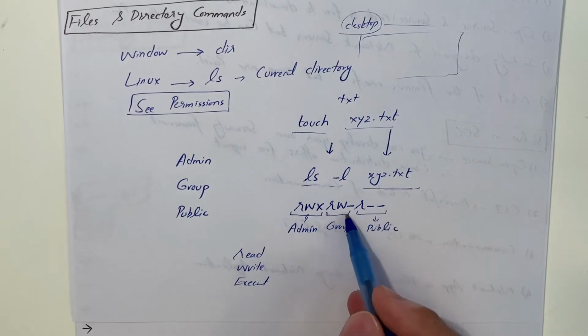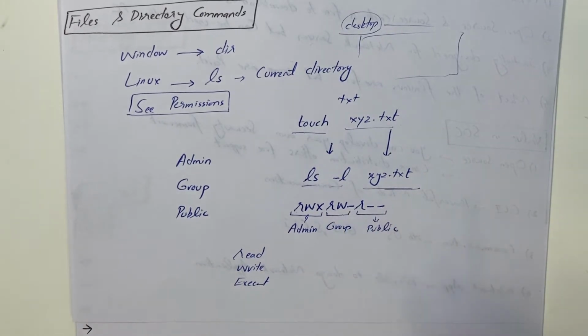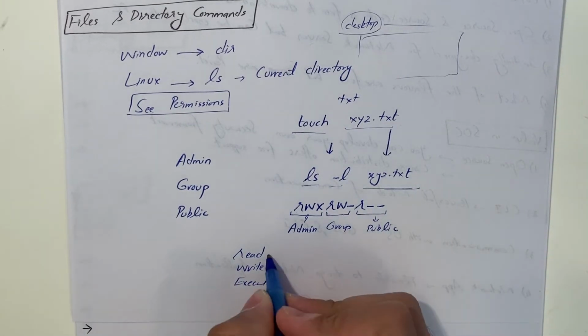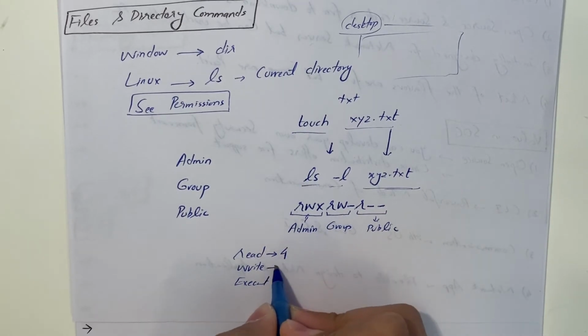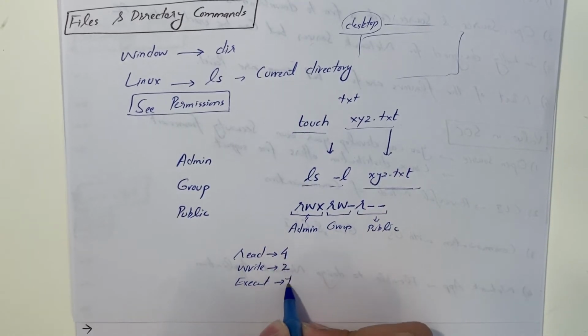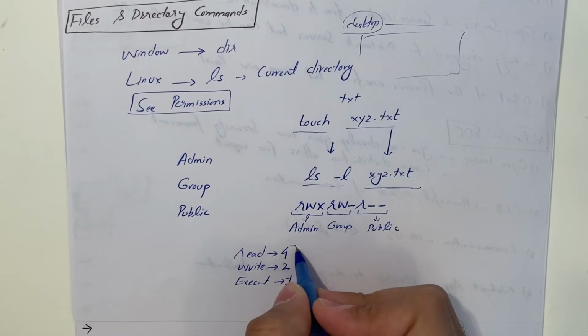Group can only read and write, they cannot execute, for example. You can always change it, of course. Public can only read that file. Now, for example, if you want to change the permissions, there is a code. Read is 4, write is 2, execute is 1. So if you add them all together, that's 7.